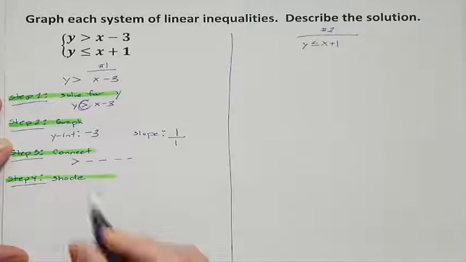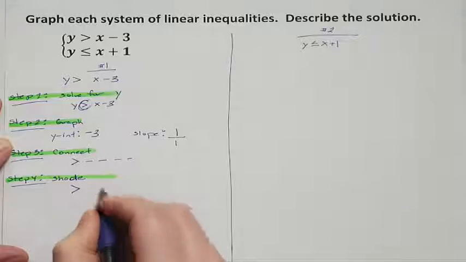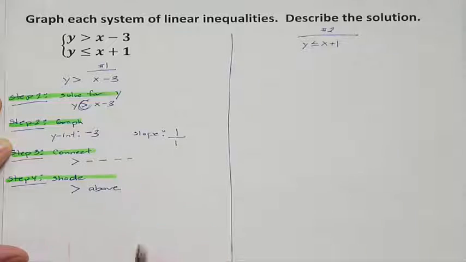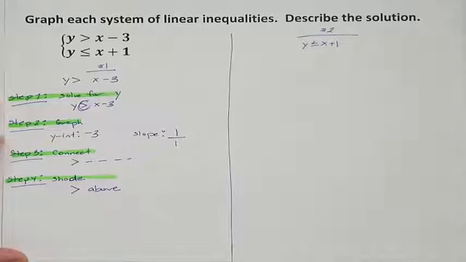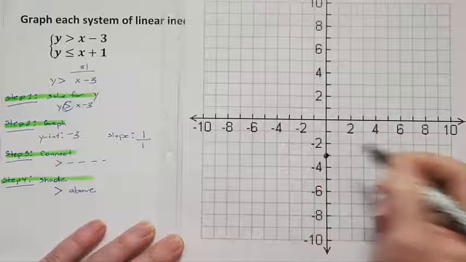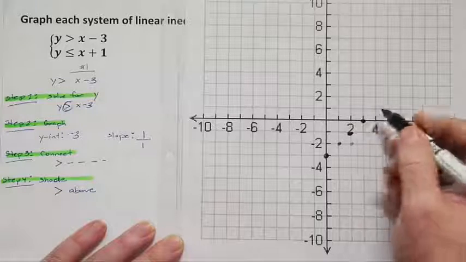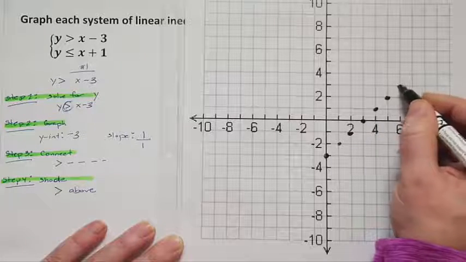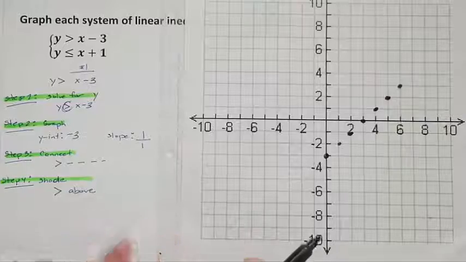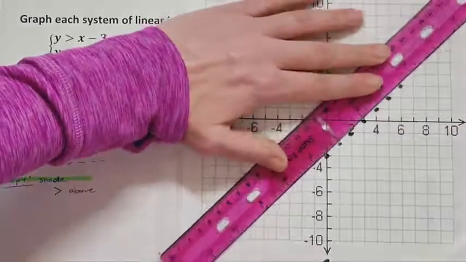So to figure out how to shade, we look at the symbol from step 1. There's my symbol. It's greater than, which means I need to be shading above my line. So let's go ahead and get our graph paper. Okay, my y-intercept was -3. Here's -3. I'm supposed to go up 1 over 1, up 1 over 1, up 1 over 1, up 1 over 1. Keep going until I have quite a few. Now when connecting them, step 3 says I need to make sure that I connect it with the dashed line.